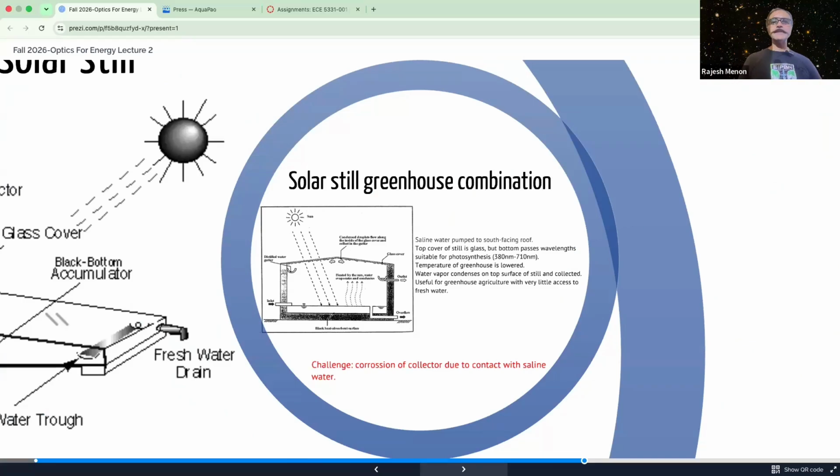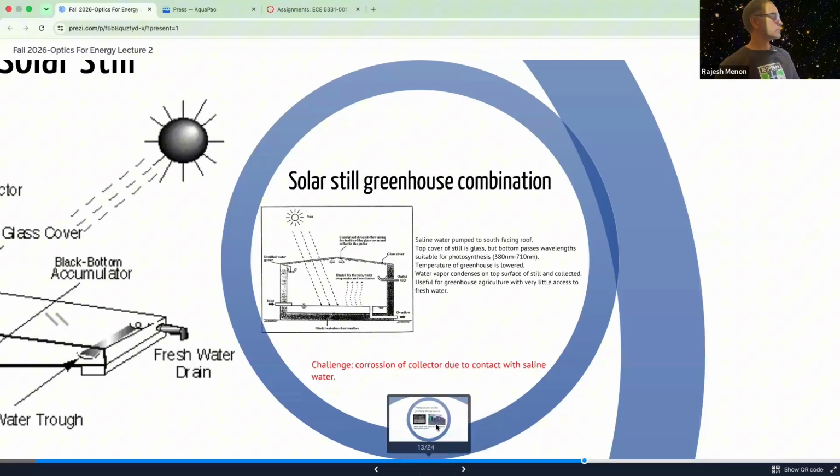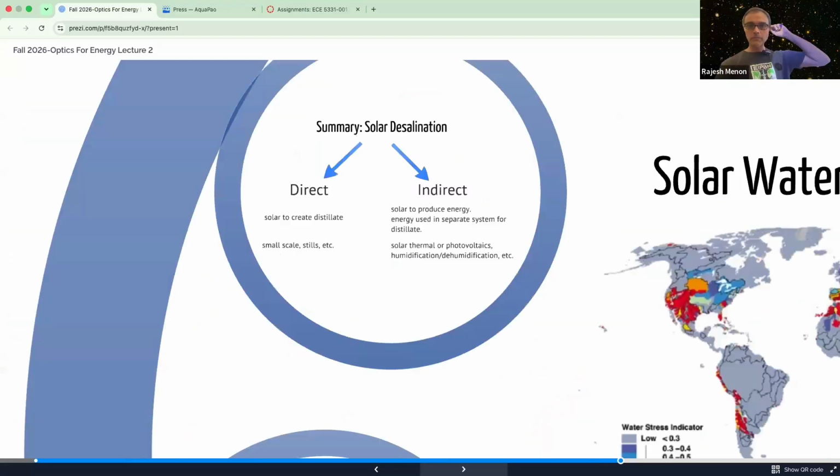I won't go through this in the interest of time, but this is basically the same thing, except that now you have a greenhouse, you have plants in it, and this is actually used in many arid regions, especially, for instance, in North Africa and Middle East and so on. Maybe you might be familiar with in some cases, yeah. I'm not very familiar with them, but I know they're used in lots of places. And of course, corrosion is a challenge. So I'm going to skip that.